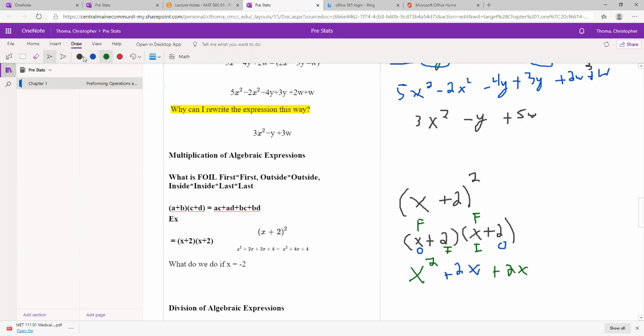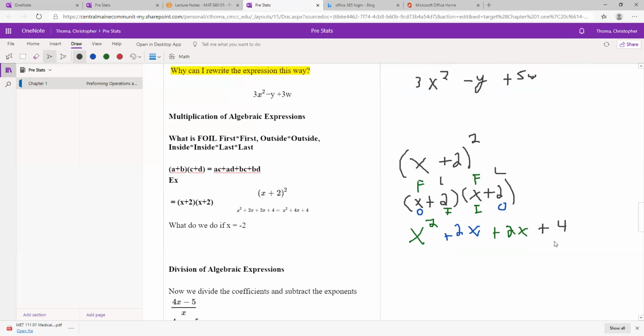And then I get to do my last numbers. So there's my last, and there's my last. And 2 times 2 is 4. And then what will typically happen when we FOIL is we have to combine terms, because you notice there's only one x squared, so that's just x squared. But I do have a plus 2x and a plus 2x, so that becomes a positive 4x. And then I bring down my plus 4.